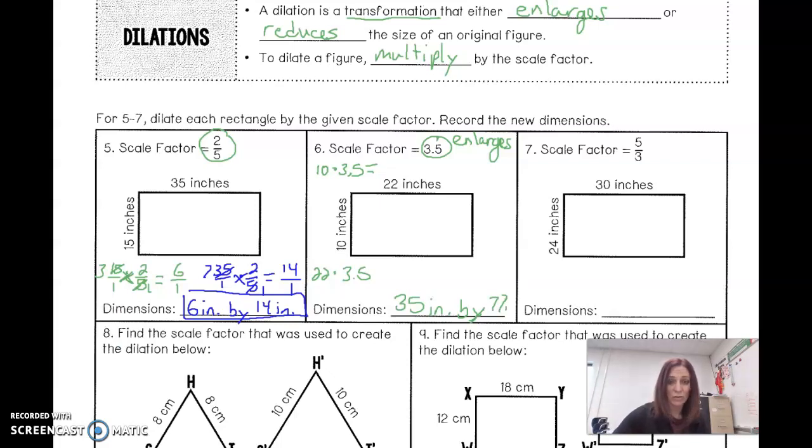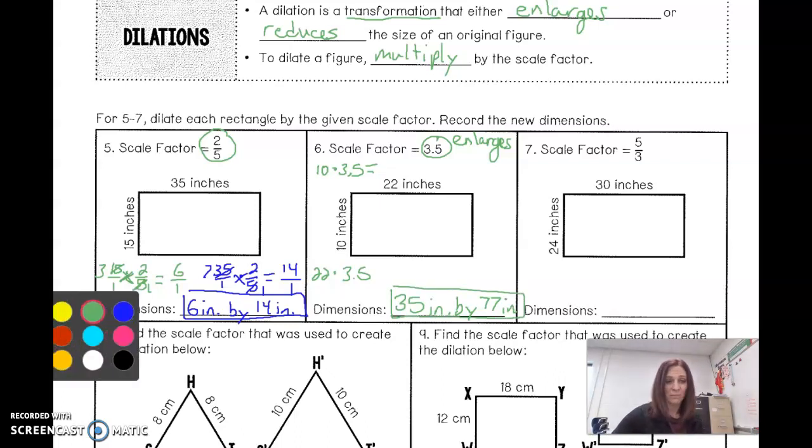And I'm apparently struggling with writing 77. So I'm going to try again. One more try and then I'm done. So it'll be 35 inches by 77 inches. Which makes sense, doesn't it? Don't we expect each side to get larger by 3.5?